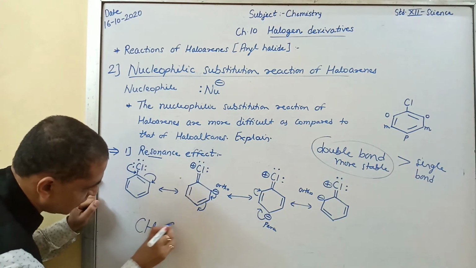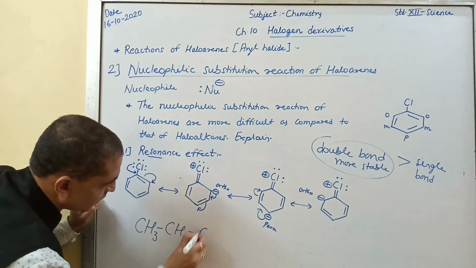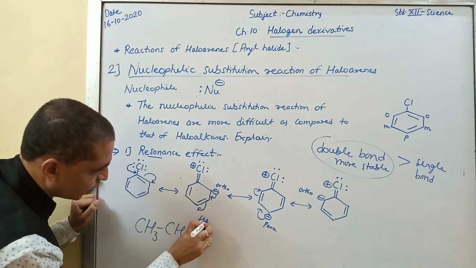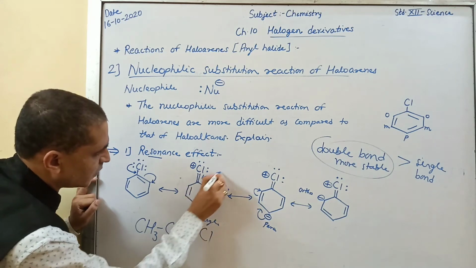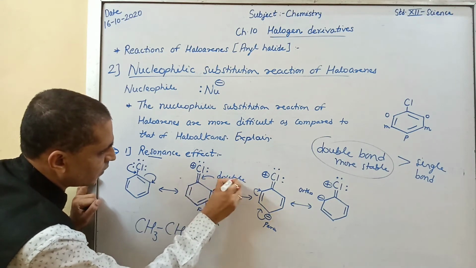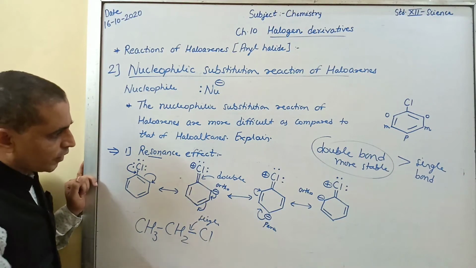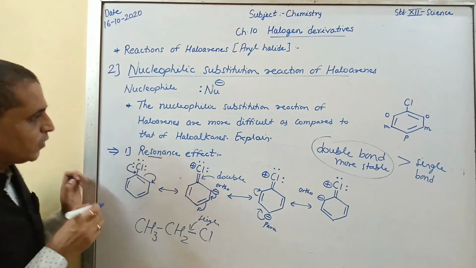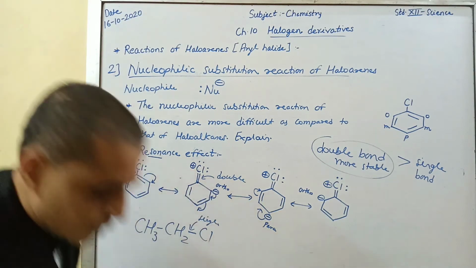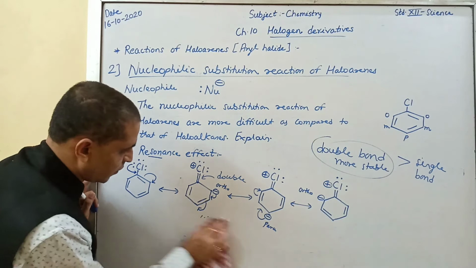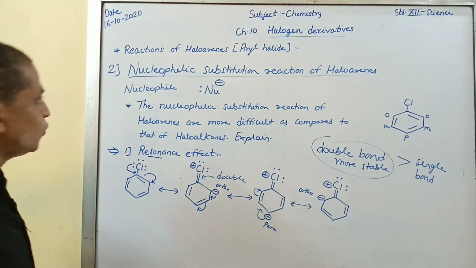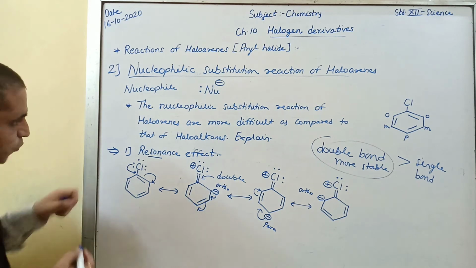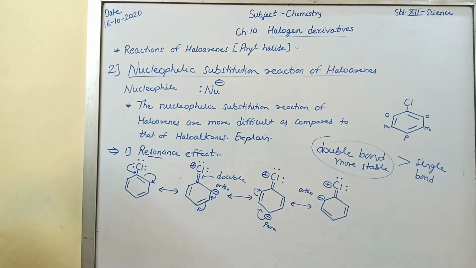See, CH3, CH2, Cl. This bond is what? Single bond. And see, here it is double bond. So double bond is strong as compared to single bond, and therefore the C-Cl bond in haloarenes is very strong due to what? Resonance. And so it is very difficult for the haloarenes to undergo nucleophilic substitution reaction. I hope you understood this first point. Now proceed for the second point.